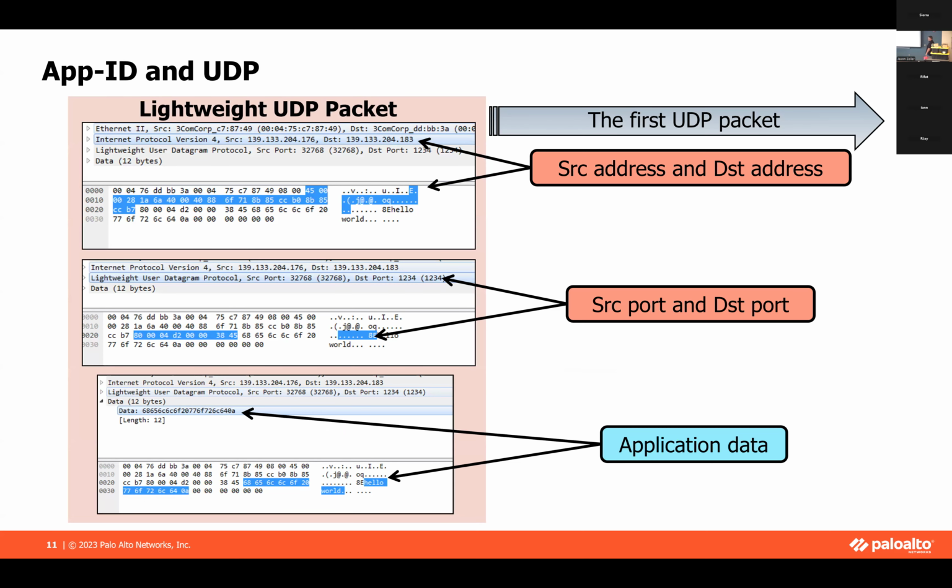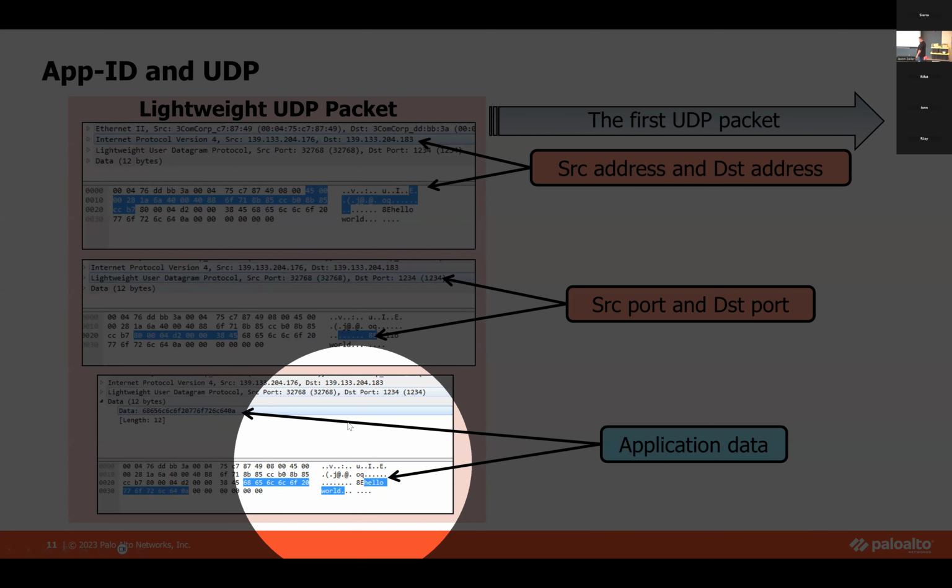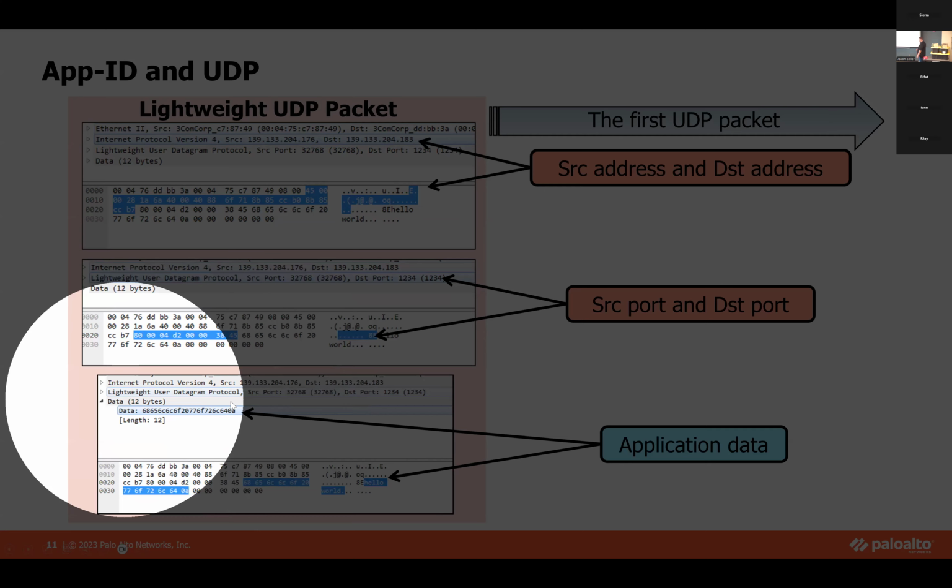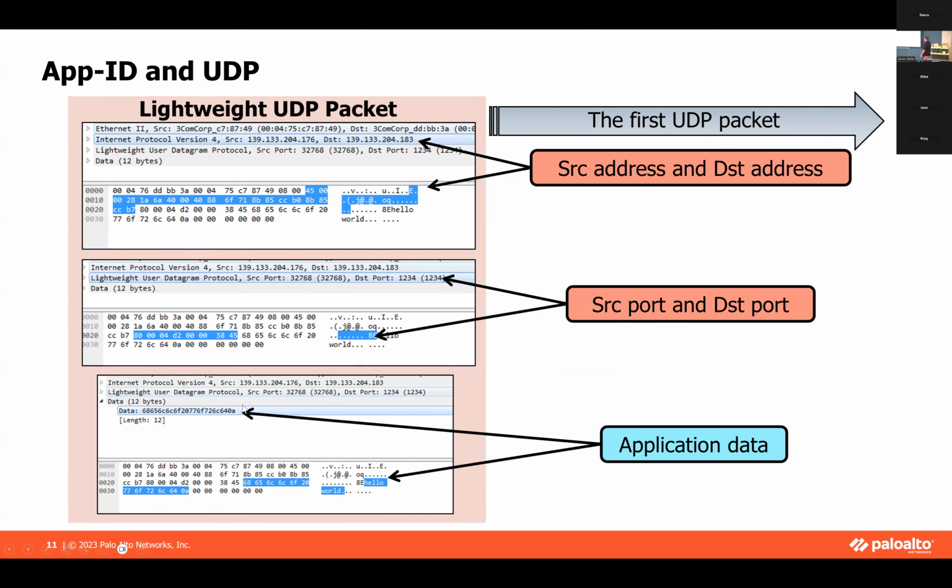All right. So if you look at your Wireshark excerpt over here, you'll see the source and destination address, the source and destination port, and then the application data that's coming in down here at the bottom. It could be something like hello world, but it's obviously going to be this bit stream that goes through here.